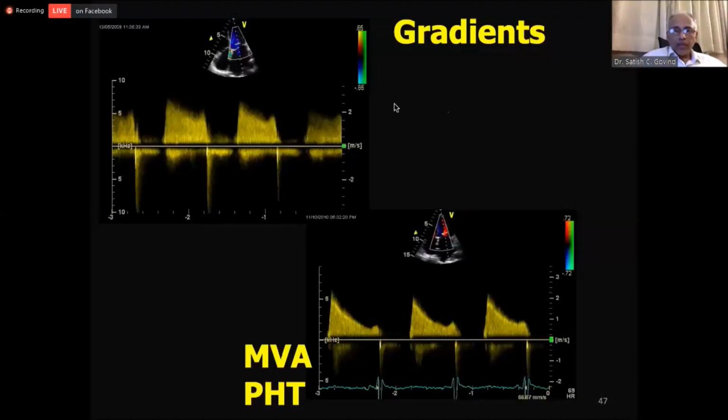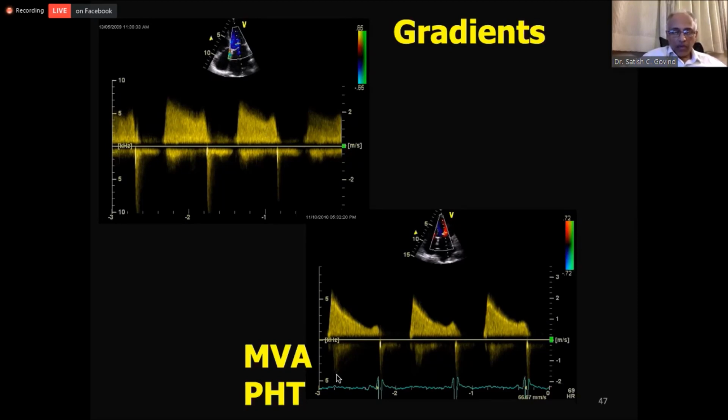Then you have the all-important and all-familiar gradients. So gradients are Doppler, and they are influenced by hemodynamics, so we have to be very careful. The gradients are important, but we have to make sure that we don't over-depend on them, and correlate with other parameters also.